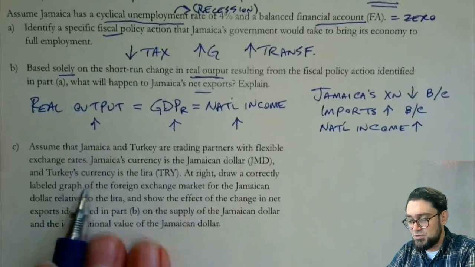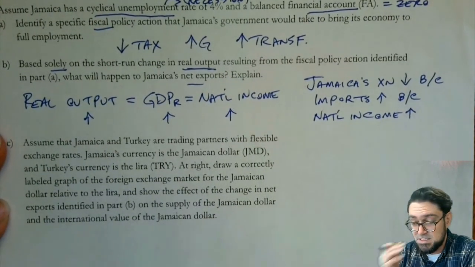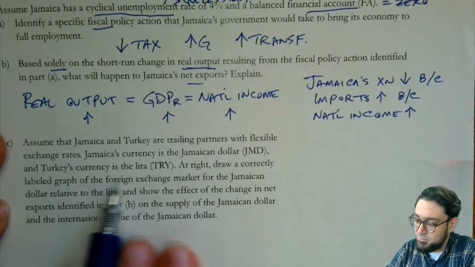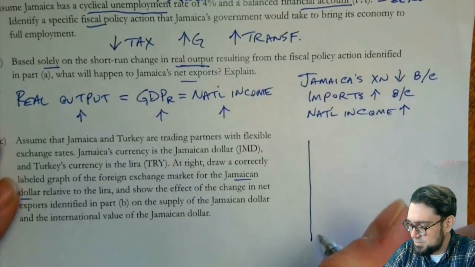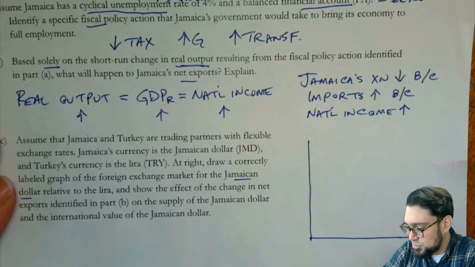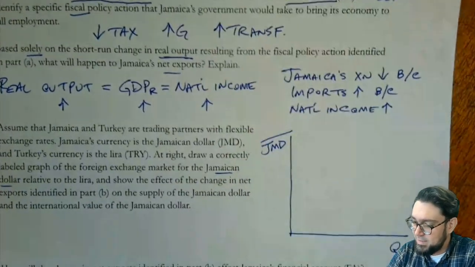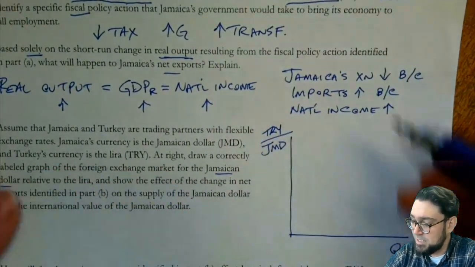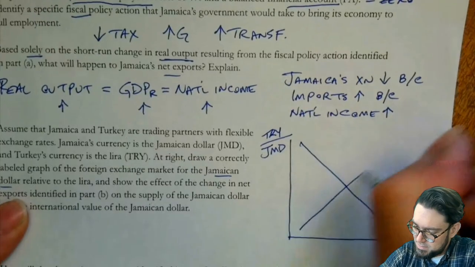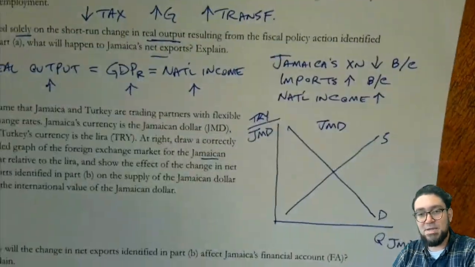Now, assume that Jamaica and Turkey are trading partners with flexible exchange rates. Their currency is the JMD. Turkey's currency is the TRY. At right, draw a curriculum graph of the foreign exchange market for the Jamaican dollar. So we'll do that first. The Jamaican dollar. Q, JMD. The bottom matches the bottom. And we'll say the top here, TRY, the Turkish lira. And so then we have supply and demand, and this is the JMD market, the Jamaican dollar market.